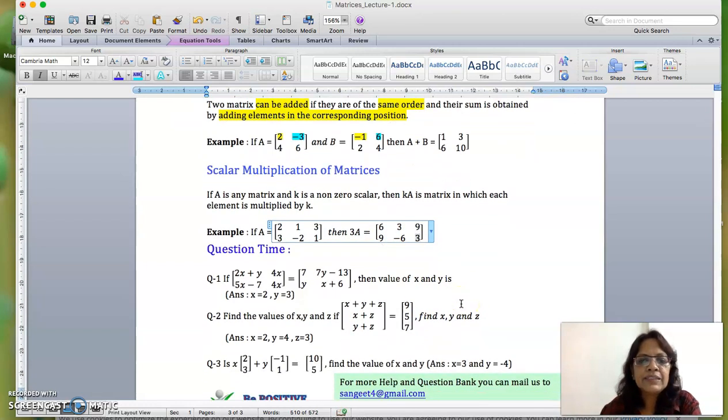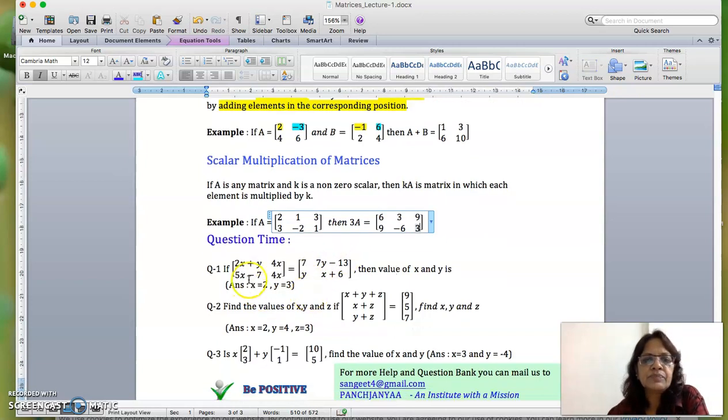Okay, now I am giving you these questions, using whatever we have studied just now. This is the first lecture, a brief lecture just to warm you up. Now these questions you can do with whatever we have studied. Look at the first question, how will you do it? Very simple. We have to calculate the values of x and y.